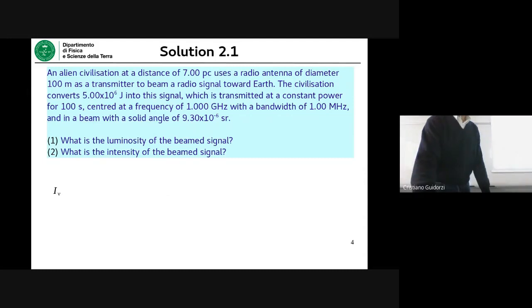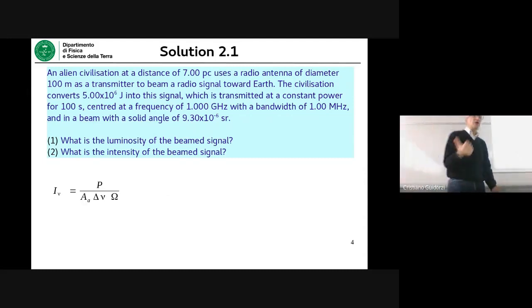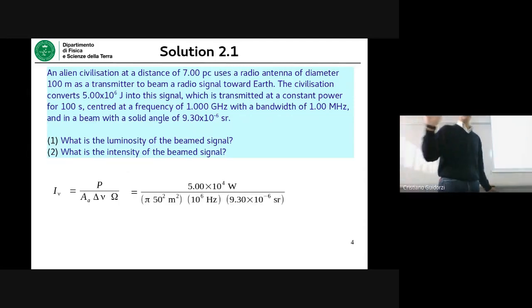So we call I, well, the power, we already calculated the power. I need to calculate it per unit area, and I know that because I know the area of the antenna, which is the emitter. I know the bandwidth, not the central frequency, mind that. Delta nu, I know omega, which is the angle in which all this power is emitted. So just make sure you can calculate this ratio.